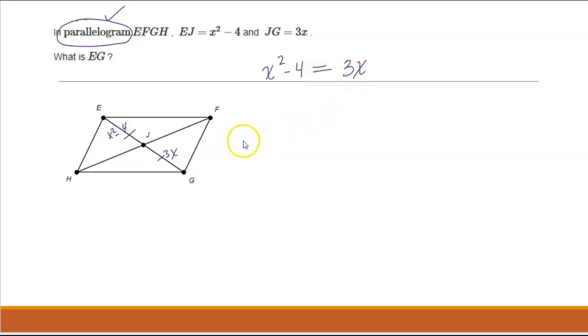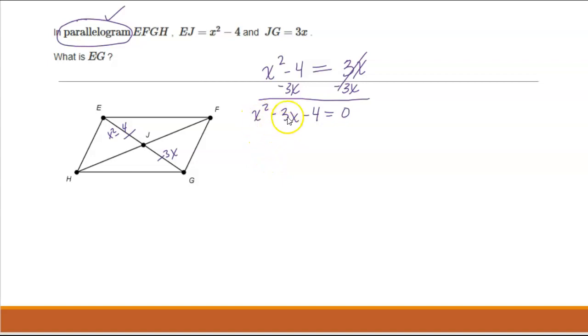Now when you look at this, you're like, hold on, wait a minute, I have a squared term and an x term. So whenever that happens, we're going to have to factor. So let's get everything on the same side. Actually, I just did this problem in office hours today. That's so funny. x squared minus 3x minus 4 equals 0.